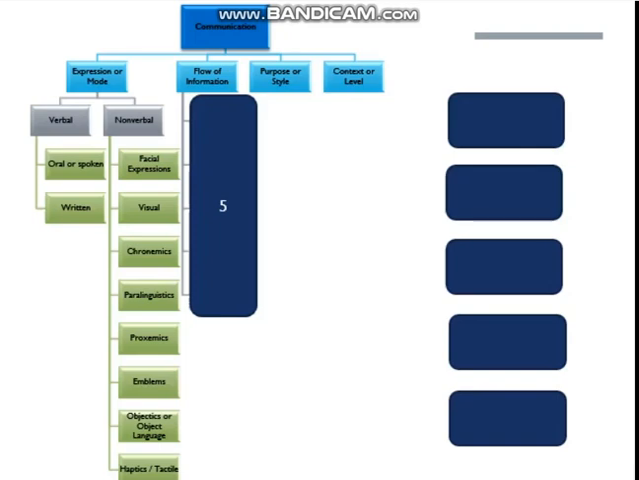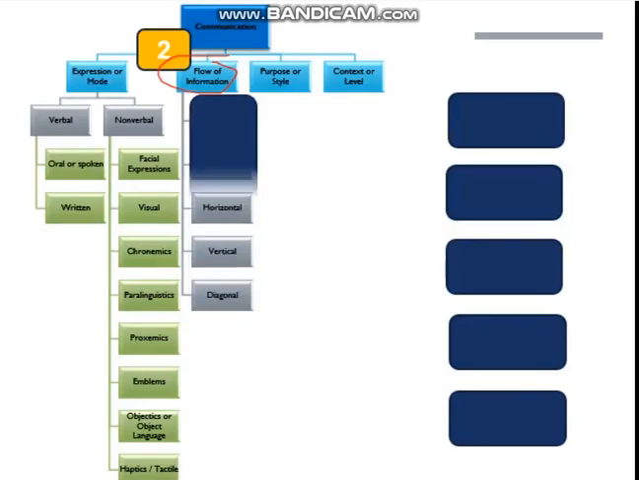And then for this slide, we are now going to move on to flow of information, the second basis for our types of communication. For flow of communication, we have 5. We have upward, downward, horizontal, vertical, diagonal. So what are these all about?